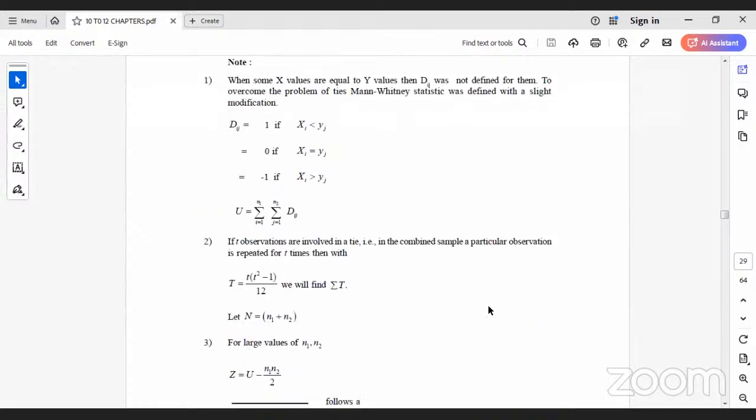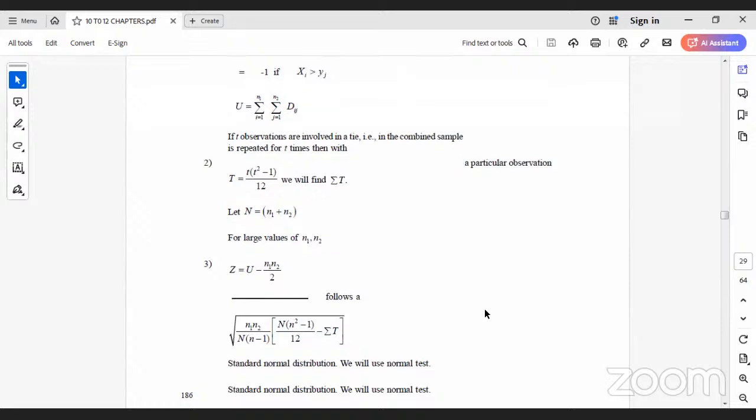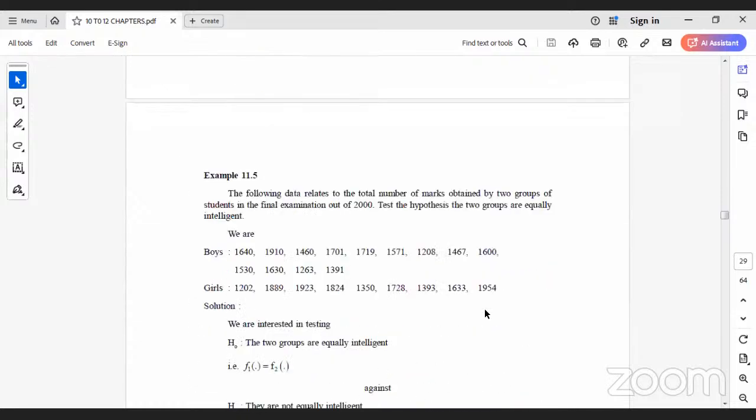If observations are involved in the combined sample, a particular observation is repeated t times. T is equal to t into t square minus 1 by 12, so n into n1 plus 1 by n into n1 plus n2. For large values of n2, z is equal to u minus n1 n2 by 2. So we get a standard normal distribution. We will run the test.